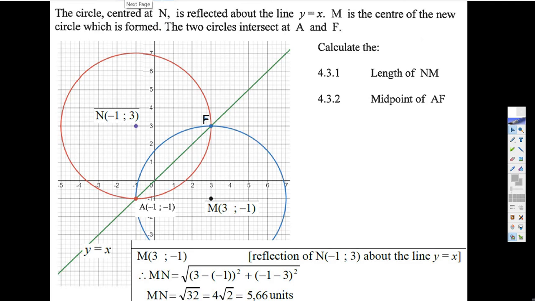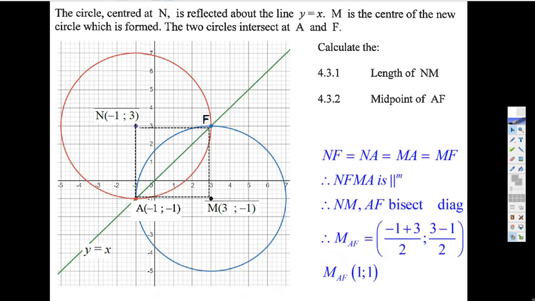Now the next question I'm going to show, I found it pretty interesting. Actually I did it all sorts of different ways, but I'm going to show you 3 of the ways. It's just sort of an interesting question. The first one says find the midpoint of AF, right in the middle. Where is that midpoint of AF?